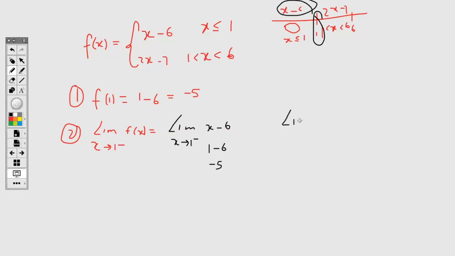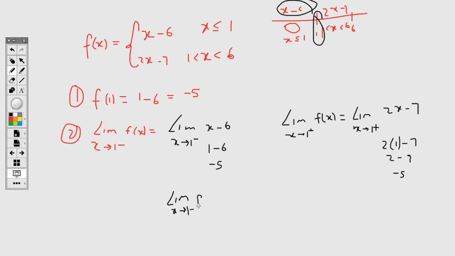The limit as x tends to 1 coming from the right for the function f of x, it would be 2x minus 7. So replace x to be 1, so I have 2 times 1 minus 7. So this is 2 times 1 is 2 minus 7, that gives me negative 5.